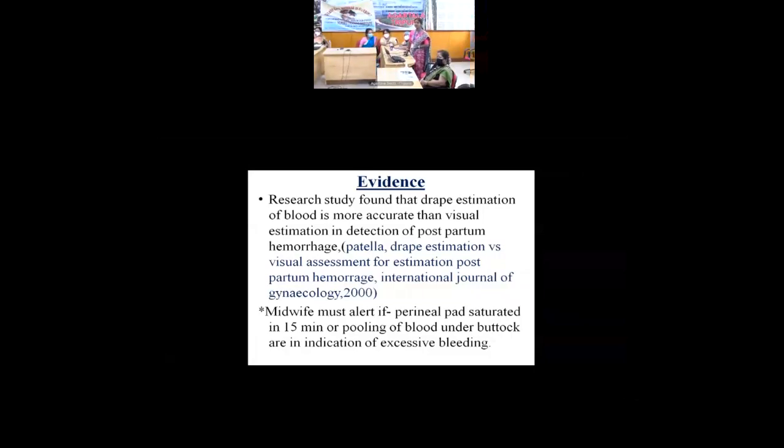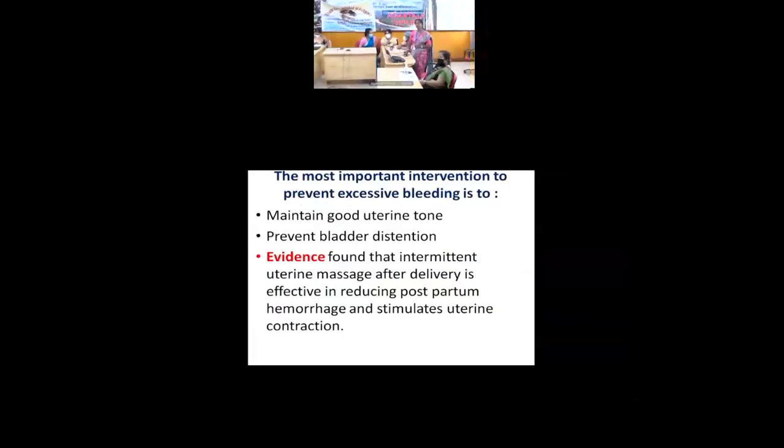Evidence: there is one piece of evidence that pad estimation of blood is more accurate than visual estimation for detection of postpartum hemorrhage. This evidence shows that estimation by visual means is not accurate. So these things should be kept under observation, whether there is postpartum hemorrhage or not.